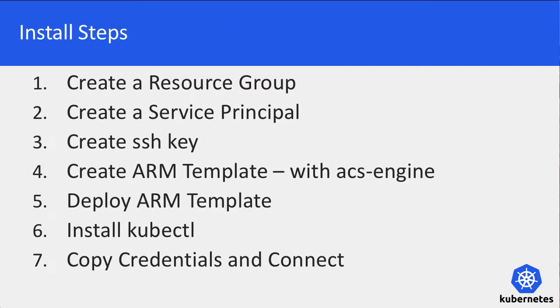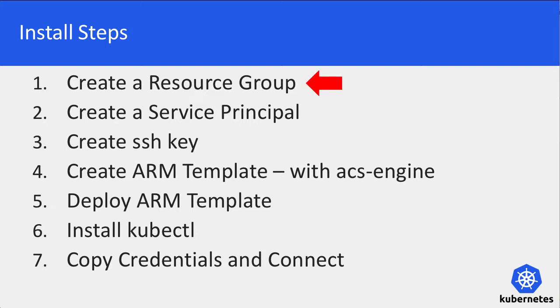So the steps are fairly involved, which is why I'm creating this video. The first thing you're going to do is create a resource group. Then you'll create a service principal, create an SSH key, and with the service principal and SSH key, you'll create an ARM template with the help of a tool called acs-engine. Then you'll deploy that ARM template, install kubectl, and then copy the credentials and connect to your cluster. So with that, let's get started.